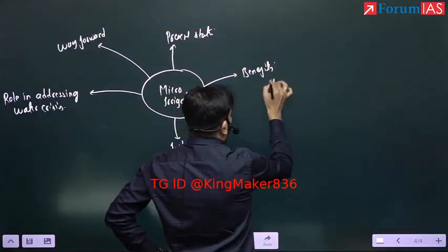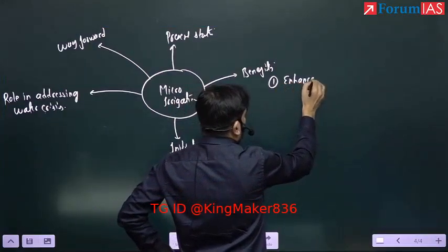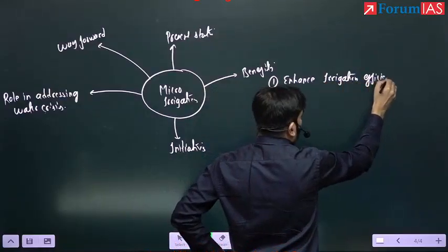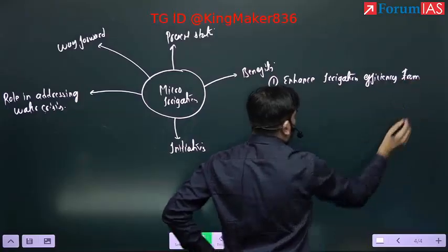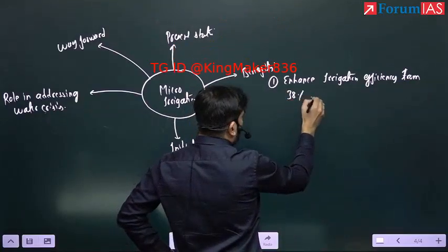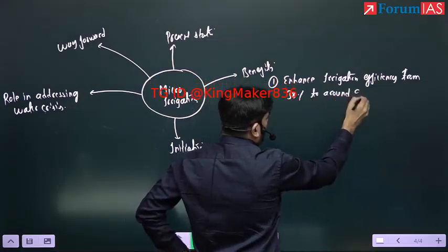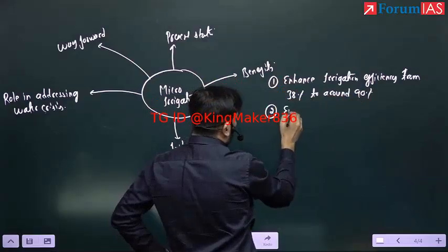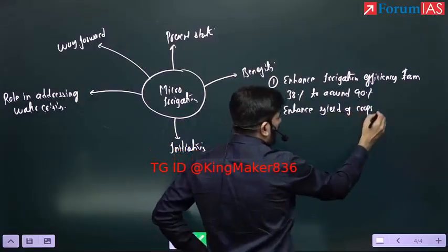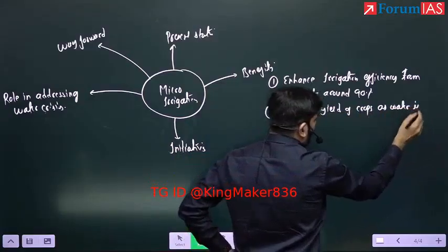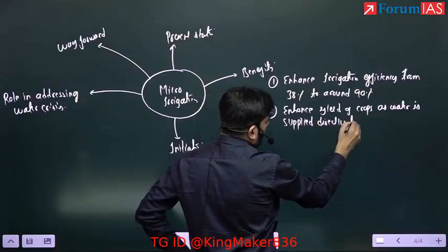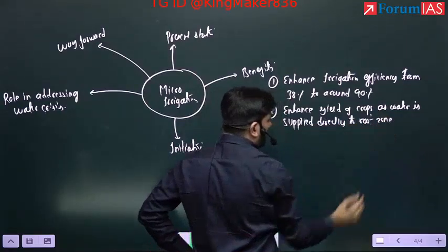Okay, so some of the points which you can think of writing here. Number one is enhance irrigation efficiency from 38% to around 90%. Second, it will enhance the yield of the crops as water is supplied directly to the root zone of the crops.